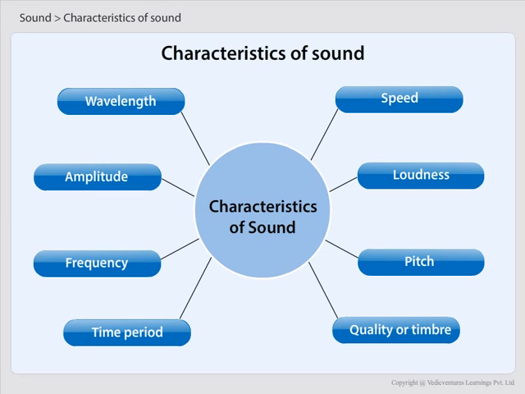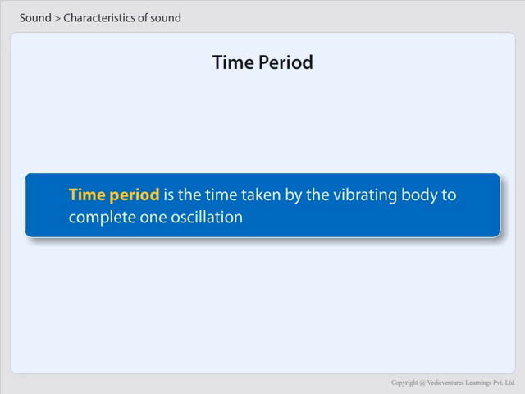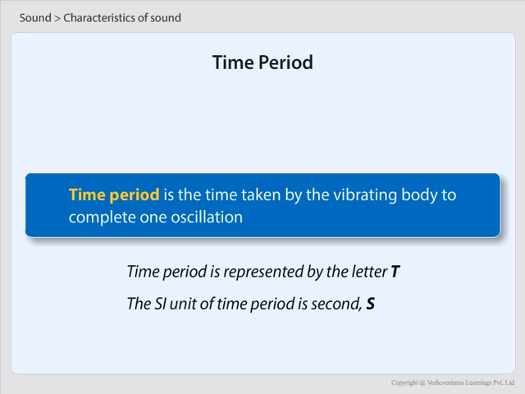Here we will discuss time period. Time period is the time taken by the vibrating body to complete one oscillation. Time period is represented by the letter T. The SI unit of time period is second, s.